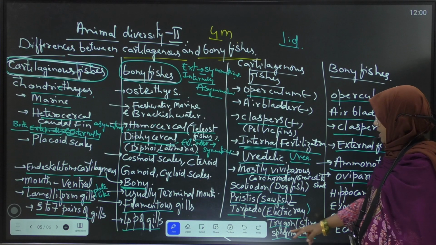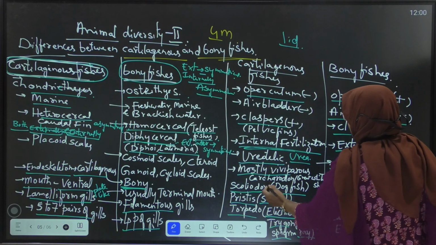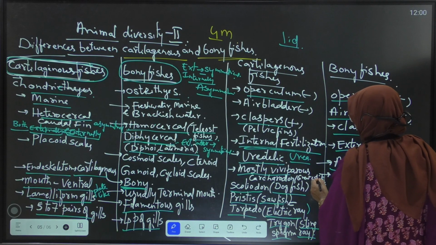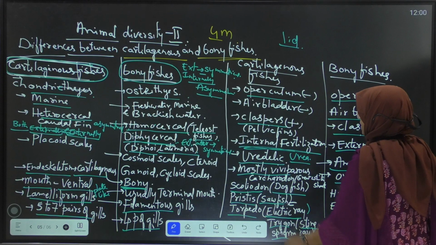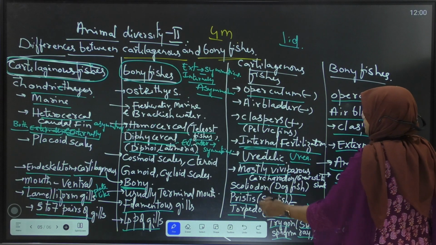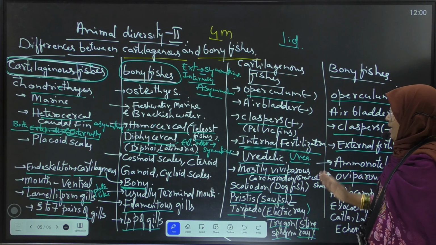Trigon, stingray. Sphyrna, hammer-headed fish. Next, Carcharodon. It is the great white shark. These are the examples of cartilaginous fishes.